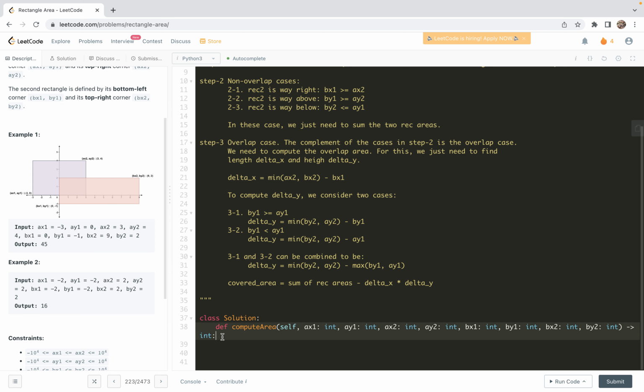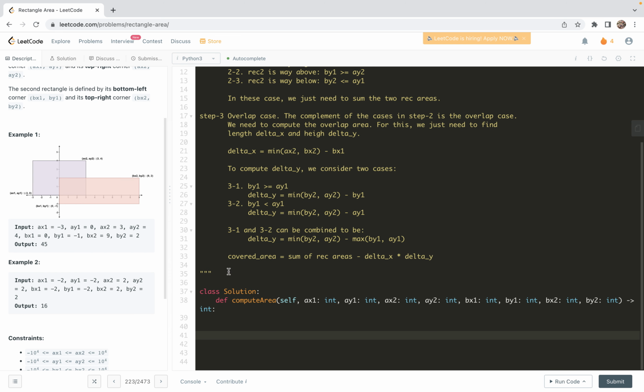So once we have delta x and delta y, then computing the covered area is trivial, right? We just sum the area of the two rectangles, then minus delta x times delta y. So with that done, we can write the code. First, I'm going to compute the area of the two rectangles, and then we check if there is overlap or not. Computing the area sum is very simple.